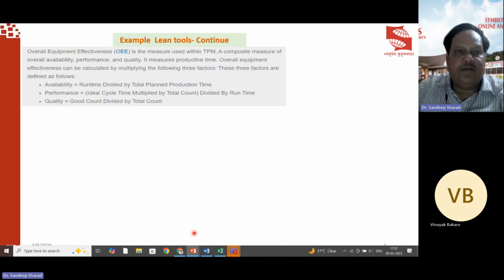Overall equipment effectiveness is the measure used within TPM, a composite measure of the overall availability, performance, and quality. It measures the productive time. Overall equipment effectiveness can be calculated by multiplying these three factors: availability, run time divided by the total plant production time; performance, ideal cycle time multiplied by the total count divided by the run time; quality, the good count divided by the total count.